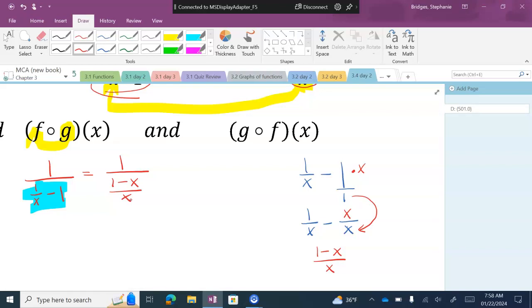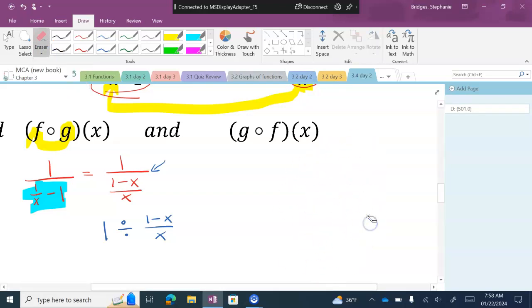Do y'all remember how we dealt with complex fractions at all? We've already done this. All right, let's do it the old-fashioned way. What does the fraction bar mean? It means to divide, right? So we're going to take that top part, 1, and we're going to divide it by that bottom part, 1 minus x over x. And when we divide with fractions, what do we do? We keep the first, we change the division to multiplication, and we flip.